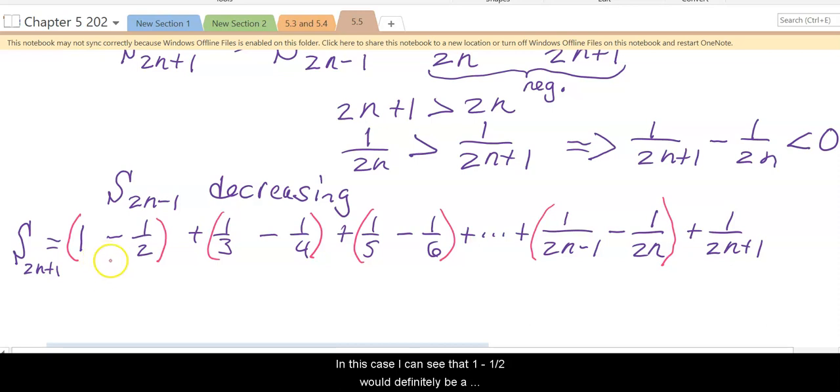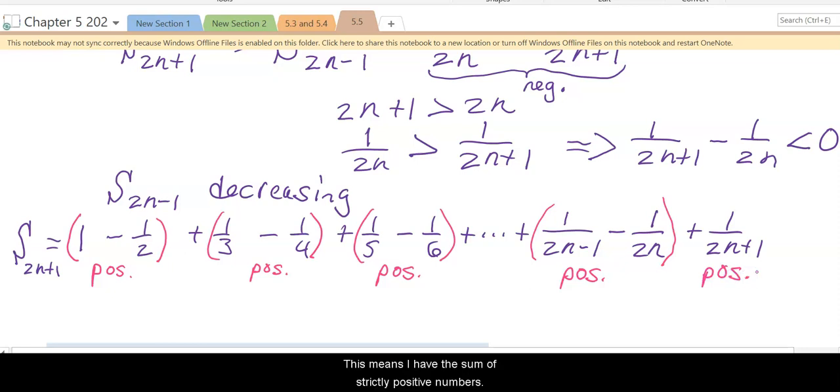In this case, I can see that 1 minus 1/2 would definitely be a positive number. I can also tell that 1/3 minus 1/4 is also a positive number. Because the 3 is smaller in value, its fraction is larger. The larger the denominator, the smaller the fraction's value. That means 1/5 minus 1/6 is also a strictly positive number. And in general, 1 over 2n minus 1 minus 1 over 2n must also be positive. The last term is clearly positive, provided that n is positive.